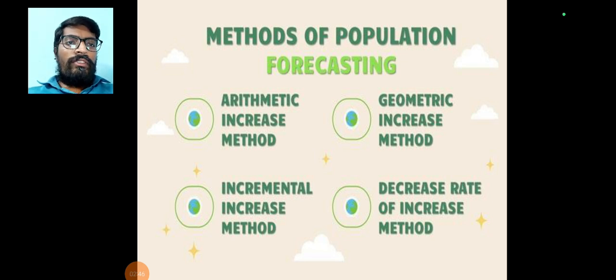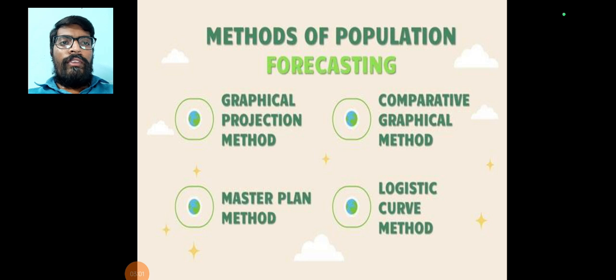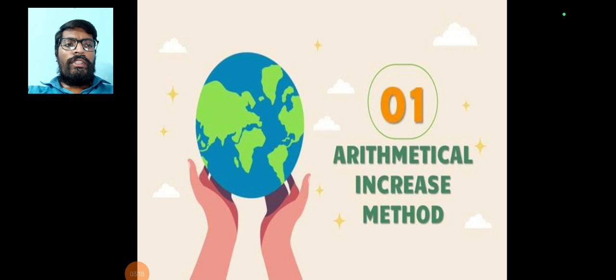There are several methods of population forecasting. The first is the arithmetic increase method, the second is the geometric increase method, the third is the incremental increase method, the fourth is the decrease rate of increase method, the fifth is the graphical projection method, the sixth is the comparative graphical method, the seventh is the master plan method, and the last one is the logistic method. Now let us go into detail. The first one is the arithmetic increase method.